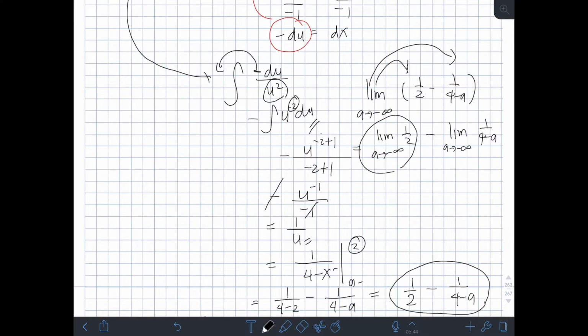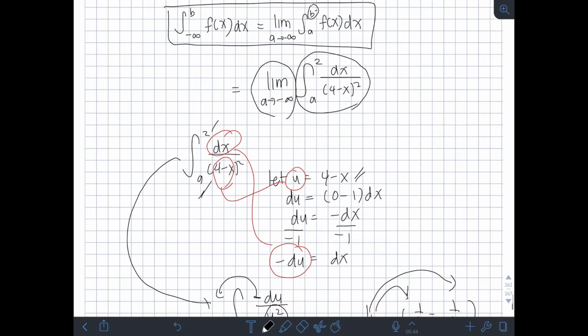So, the first expression, since our function is constant here, its limit is automatically 1 half. Minus, this time the second expression, what is the limit of 1 over 4 minus a as a approaches negative infinity? So, obviously, it will approach 0, right? Because as a approaches negative infinity, getting larger and larger, the denominator, meaning 1 over a large value, is approaching 0. Okay? So, therefore, our limit is 1 half minus 0 or simply 1 half.